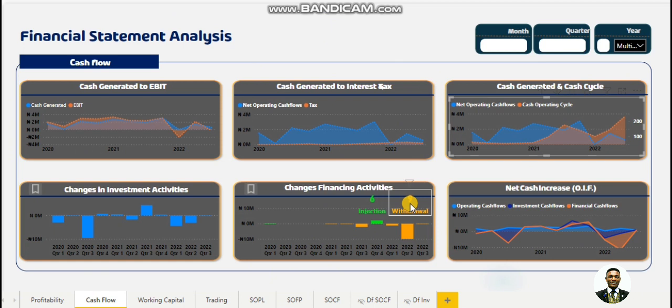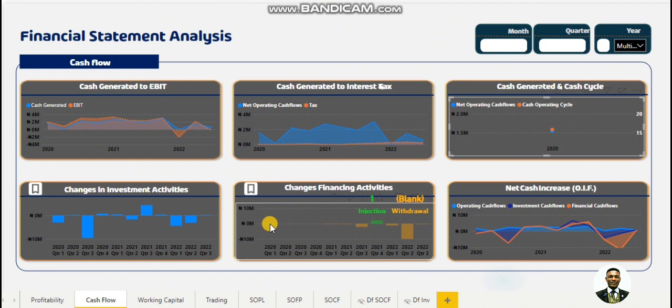Now in the first quarter, we saw that there was a total of 1 injection, and let's see if we can get the exact amount. Oh, it's not coming up. It's too tiny. In the second quarter, there was no injection, no withdrawal. Third quarter of 2022, still 0.